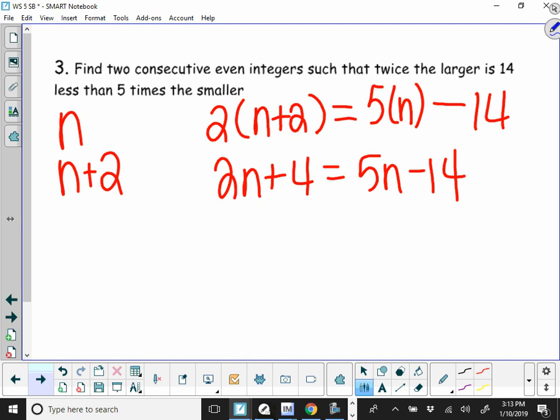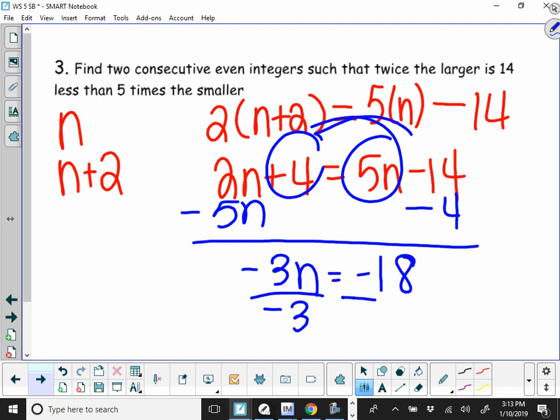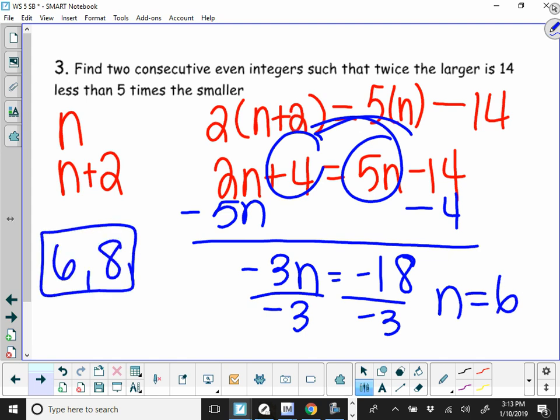I know today when we did one in class, we did it in multiple steps, but I'm going to kind of do it all in one step. So I'm going to subtract 5n over here, and I'm going to subtract 4 from over here. Okay, so that's going to give me negative 3n is equal to negative 18, and when you divide by negative 3, your n is going to equal 6. So 6 is the first one, the second one would be 8.